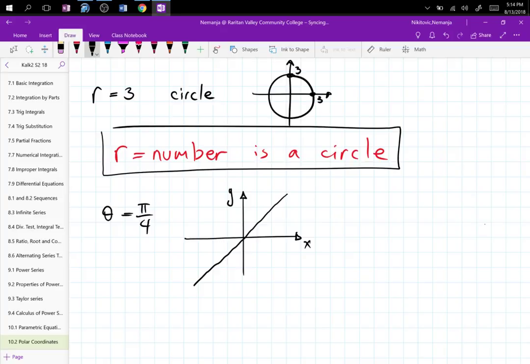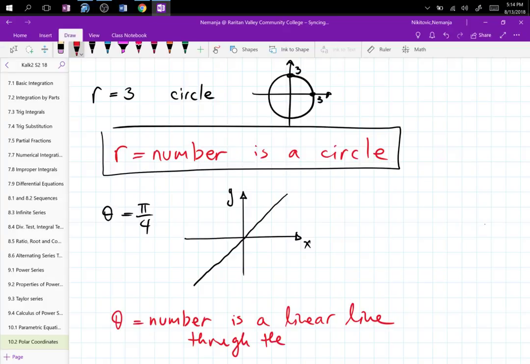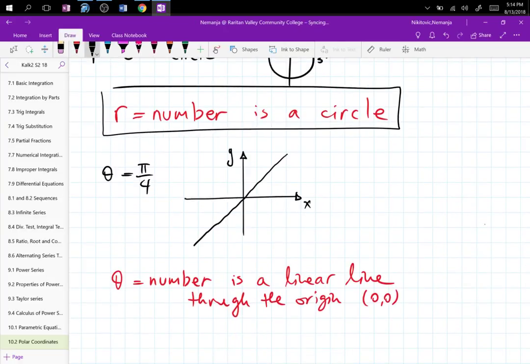So what we get for theta equals a number is a linear line through the origin, (0, 0). That's what you get for theta equals a value.